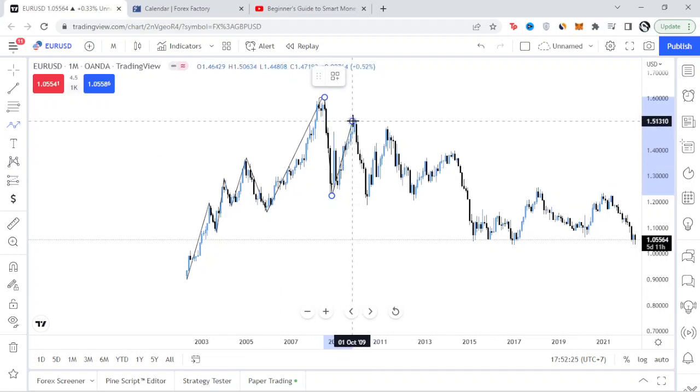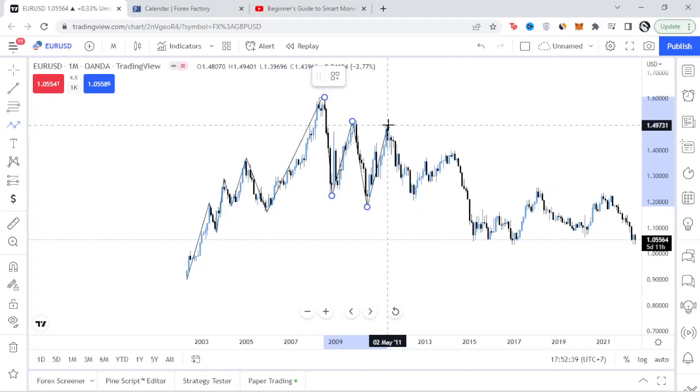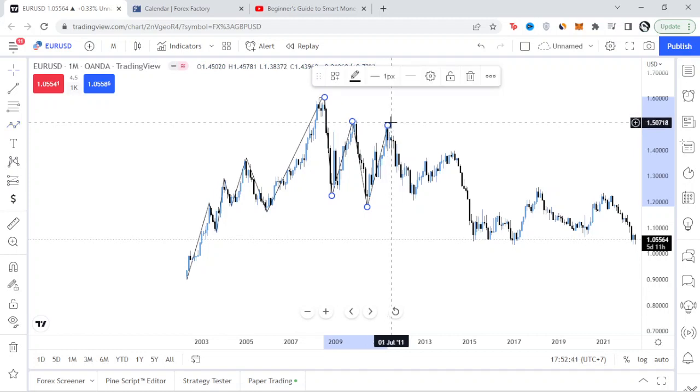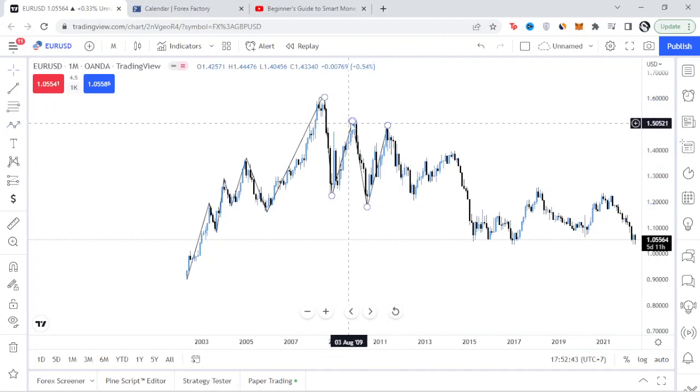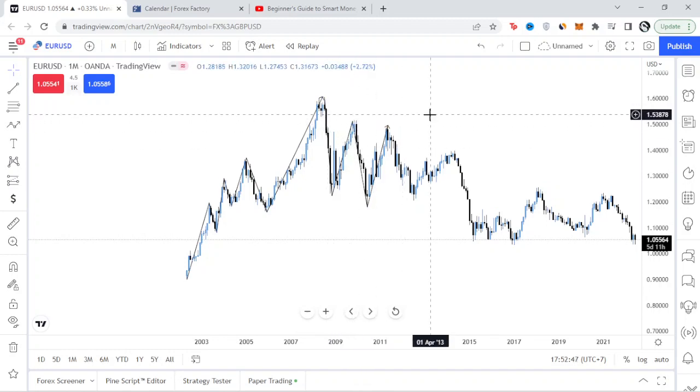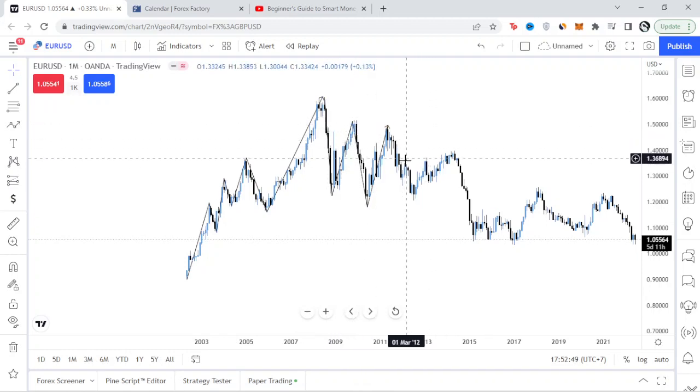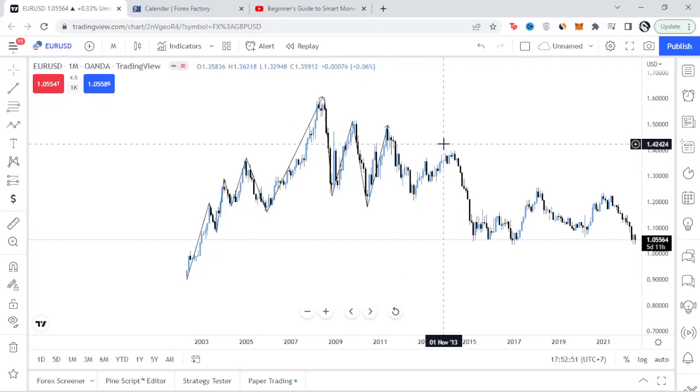This pushed up, creating a low lower than this. It failed to go higher, creating a lower low. This lower low created another lower high. This lower high here failed to go higher than this. Are you seeing how bearishness is coming into play?